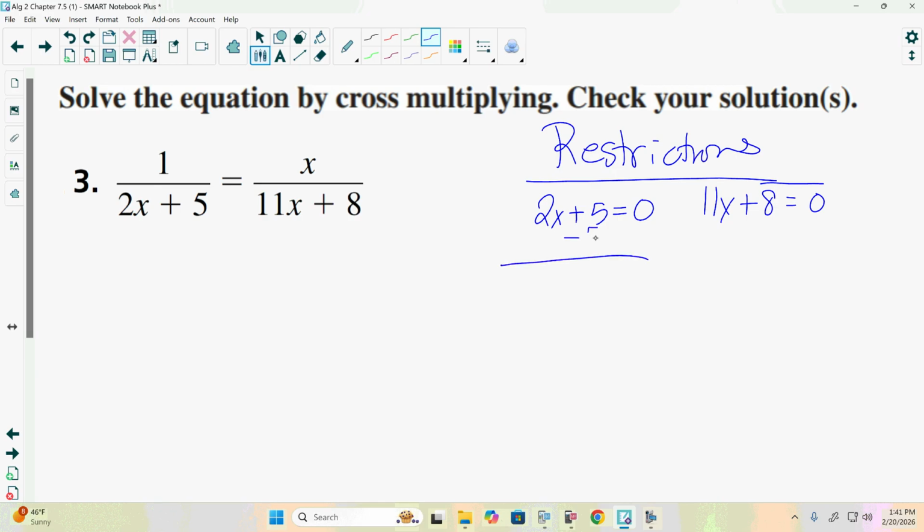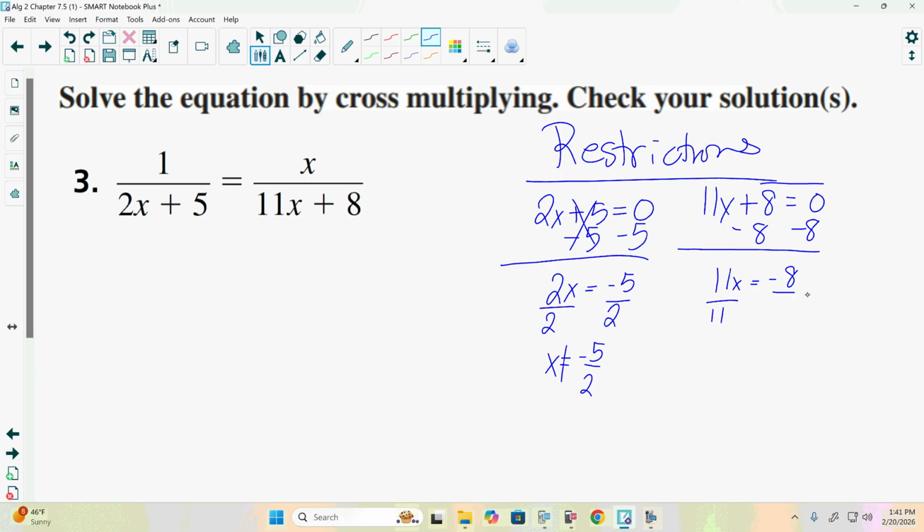So here to find it, we're just going to solve for x. Minus 5 from both sides. So I mean 2x is equal to negative 5. Divide by 2. So it's telling me if I get an x value of negative 5 halves, we'd have a division of 0. That does not work. Same thing here. We minus 8. Divide by 11. x cannot be negative 8 elevenths, because if it is, we have a division of 0, doesn't work.